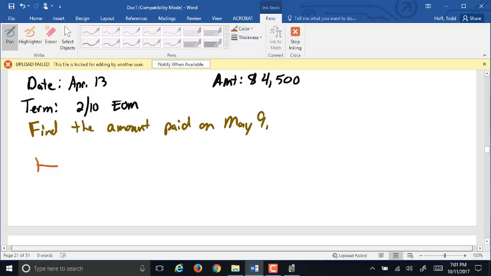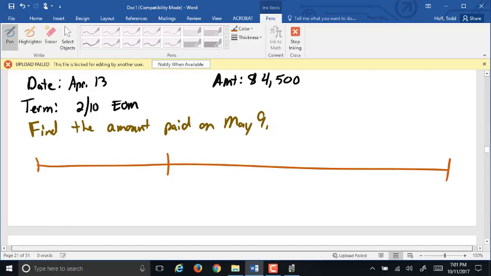Let's do our timeline. Where does this timeline start? Where does the timeline start? April 30th. EOM means it starts at the last day of that month. Now then, everything else is figured from that. So the end of the discount period is 10 days from that, which would be May 10th. Which makes it pretty simple. If it's a 2/10, it's just the 10th of the next month is the end of the discount period.